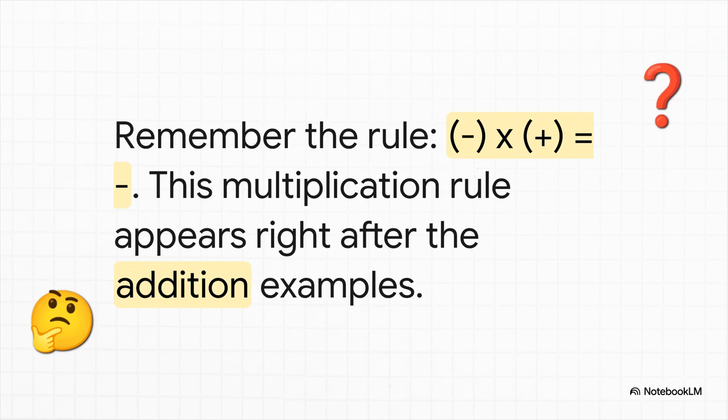But then, there's this. Tucked right in here after all the addition problems is this random rule for multiplication. A negative times a positive equals a negative. It has nothing to do with anything we've just seen. Is it a mistake? A typo? Or maybe it's a little Easter egg, a hint of what's coming next week. Who knows, but it's a curious little detail for sure.